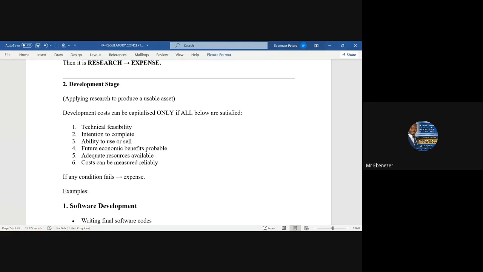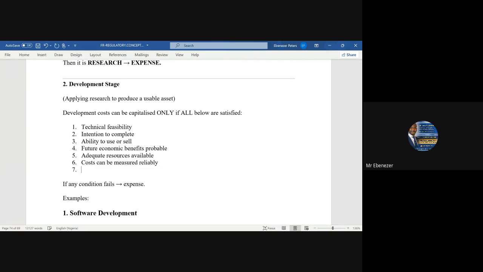If this number 5, you may leave it, but the key ones are number 1, technically visible. Number 2, the intention is there. That is to complete the project. Number 3, ability to use or sell the product after it is being completed. Number 4, future economic benefit is highly probable. And number 5, cost can be reliably measured. All of these, they are what I call the conditions that must be fully met.